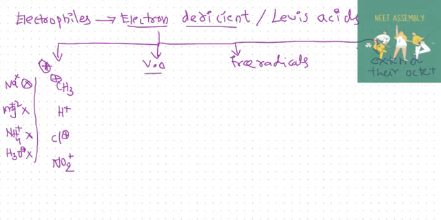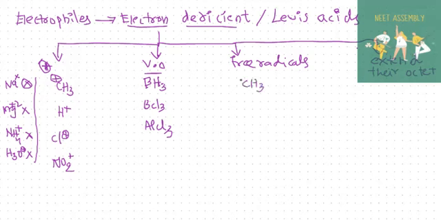Next, vacant orbitals, for example BH3. You can write BCl3, AlCl3. Boron is bonded with 3 hydrogens, so it has only 6 electrons. It doesn't have 8 electrons, so it is 2 electrons deficient and can accept 2 electrons. So it acts as a Lewis acid, and it can act as an electrophile because of the vacant orbital. And next, free radical, so simply you can write carbon free radical.